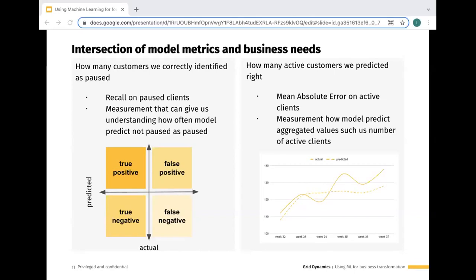And the second metric that we used was quite easier, it is about error on aggregated values of how many active customers we predicted right. This value can be used for marketing and planning purposes. So they also want to see how it goes on.